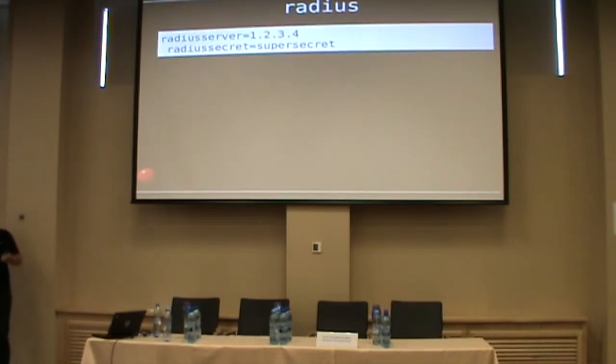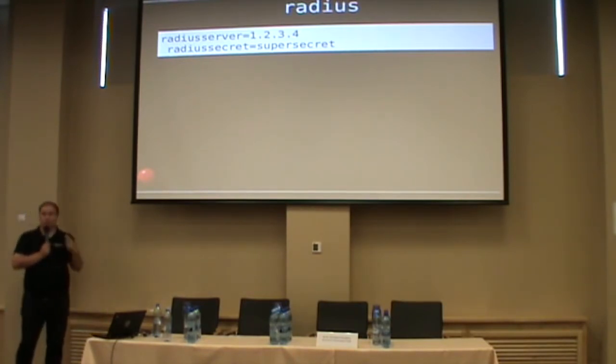So it's very trivial, and setting it up, you specify the RADIUS server, give it an IP address and a RADIUS secret, that's the shared encryption key that needs to go on the RADIUS server as well. And then it just works, as long as you set up the RADIUS server, which hopefully worked.